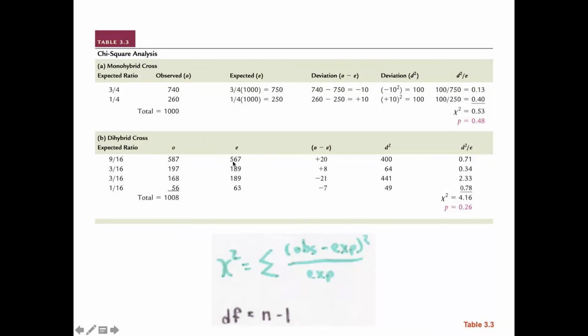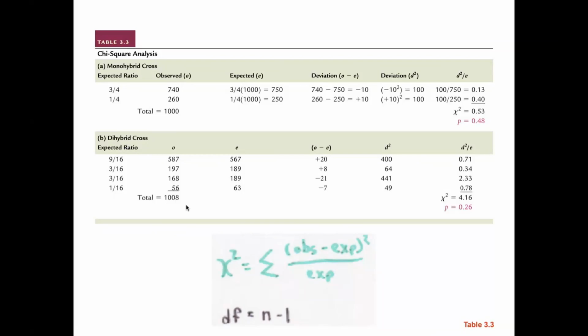So 567 is 9/16 of 1,008. 189 is 3/16 of 1,008. And 63 is 1/16 of 1,008. So we have our observed and we have our predicted outcomes based on the model. So now what we want to do is see if that data actually fits the model. So this is where you do the goodness of fit test or the chi-square analysis.